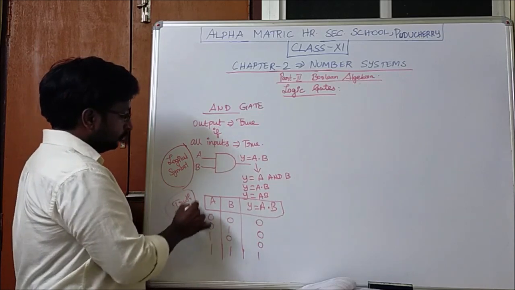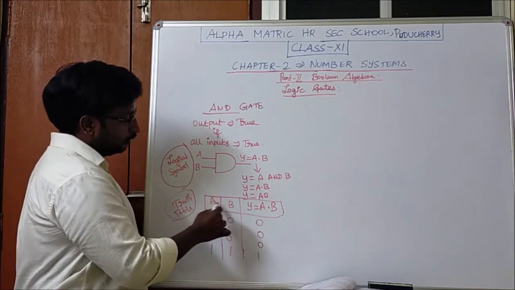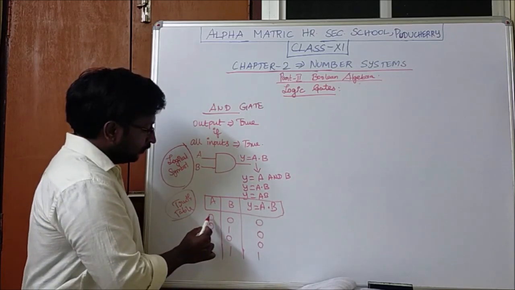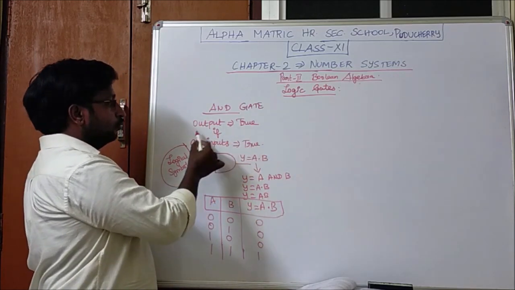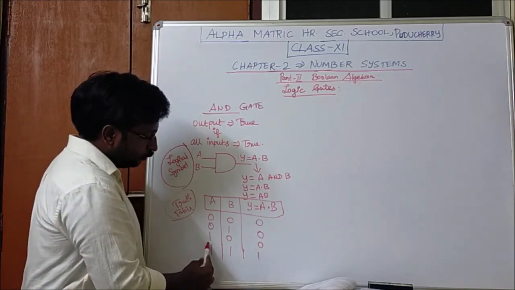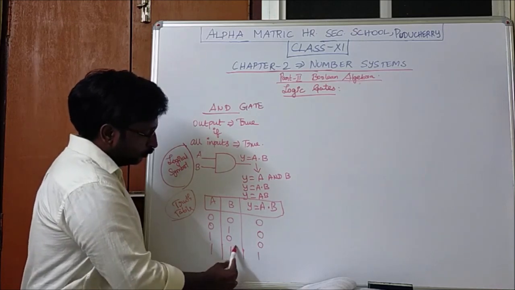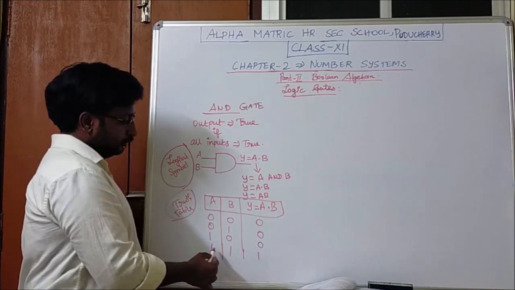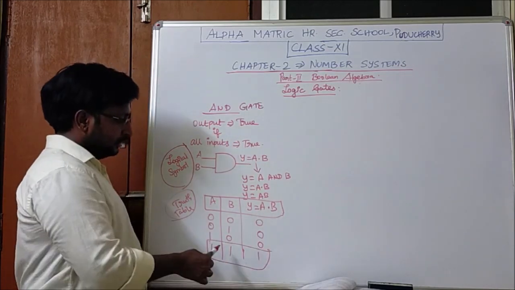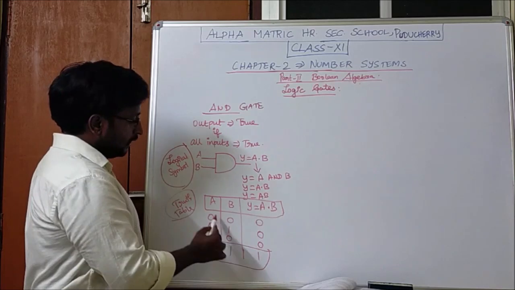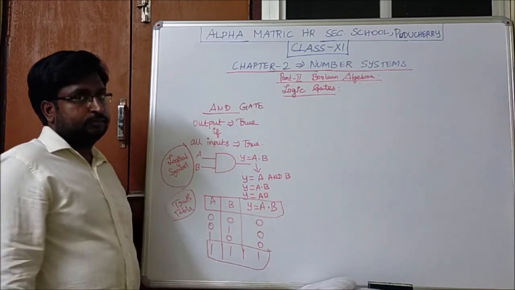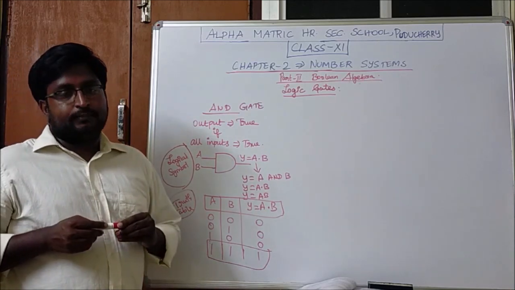Next is the truth table. Here we have drawn the truth table. Two inputs are there, Y is equal to A dot B. We know that output will be true if all the inputs are true. So here all the inputs are true means these two are the true inputs. So in this scenario only the output will be true, that is, both the inputs are true. Other than that, the output will be false. So this is about the AND gate.